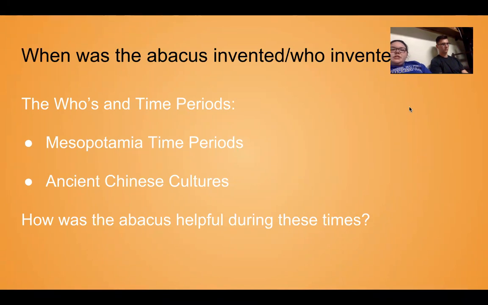As I was researching this topic, I came across the question of why was the abacus helpful during this time? During this time, the abacus was used by vendors and shopkeepers and even school kids while they were counting, trying to keep track of things and learning about numbers.